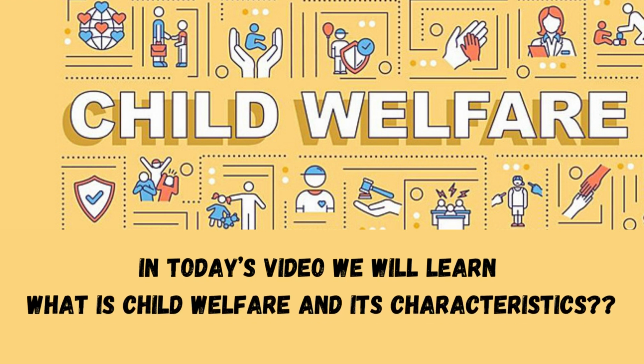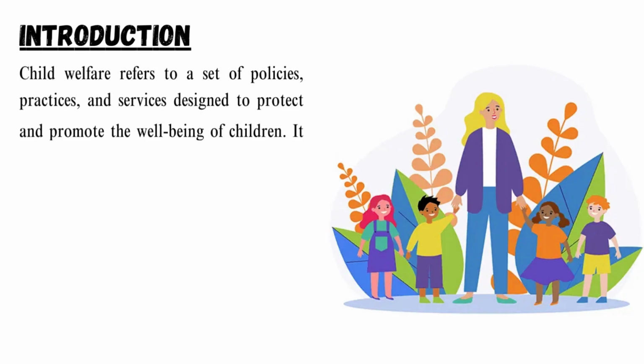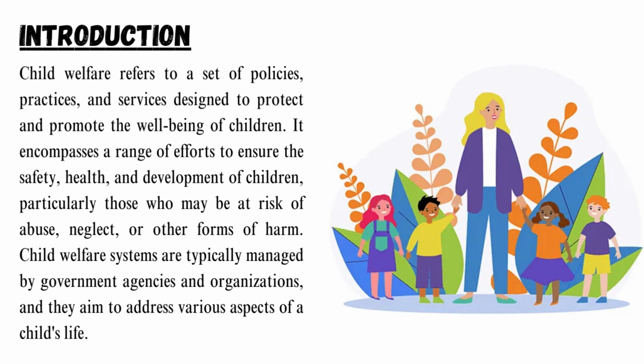In today's video, we will learn what is child welfare and its characteristics. Introduction. Child welfare refers to a set of policies, practices, and services designed to protect and promote the well-being of children. It encompasses a range of efforts to ensure the safety, health, and development of children, particularly those who may be at risk of abuse, neglect, or other forms of harm. Child welfare systems are typically managed by government agencies and organizations, and they aim to address various aspects of a child's life.